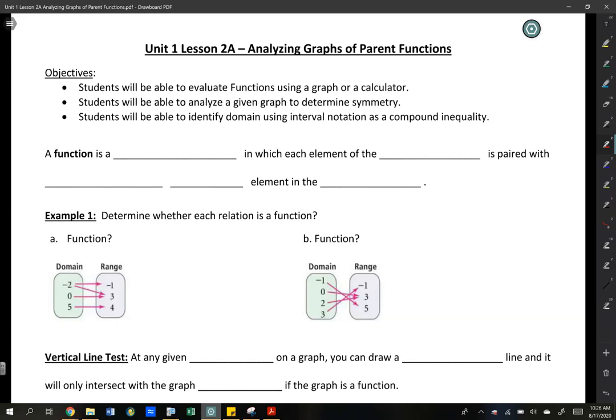Hi everybody, in today's video we're going to be analyzing graphs of parent functions. So we're going to be looking at how to evaluate a function, how to determine symmetry, and we're going to be doing some more work with domain.